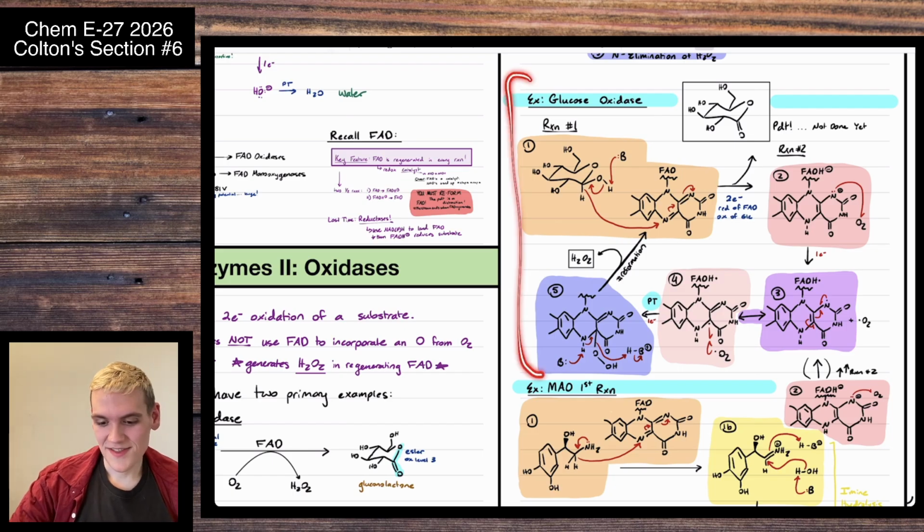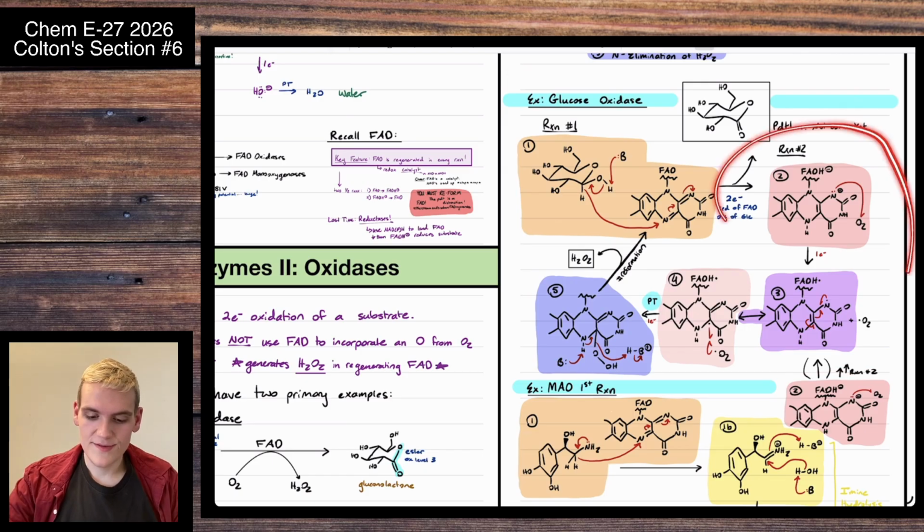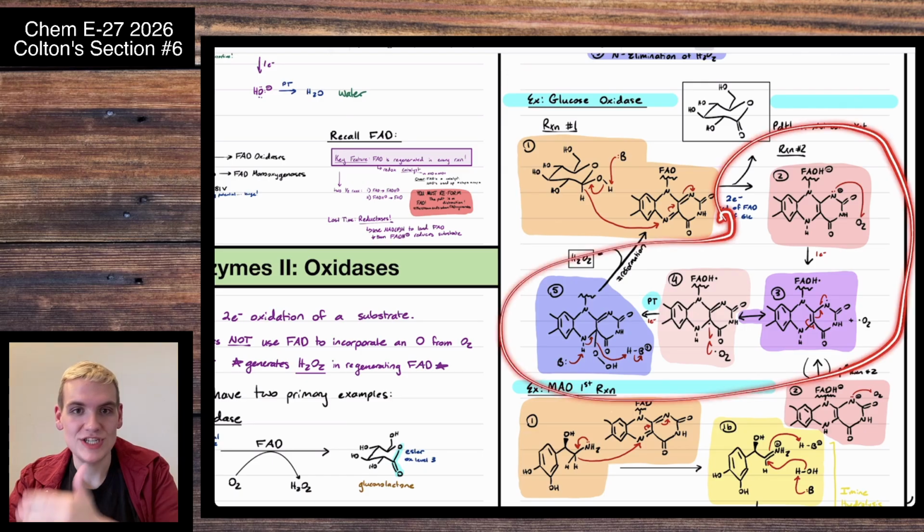Any questions here on the glucose oxidase mechanism, and specifically this part, which is the newest part, the reaction to regenerating the FAD?